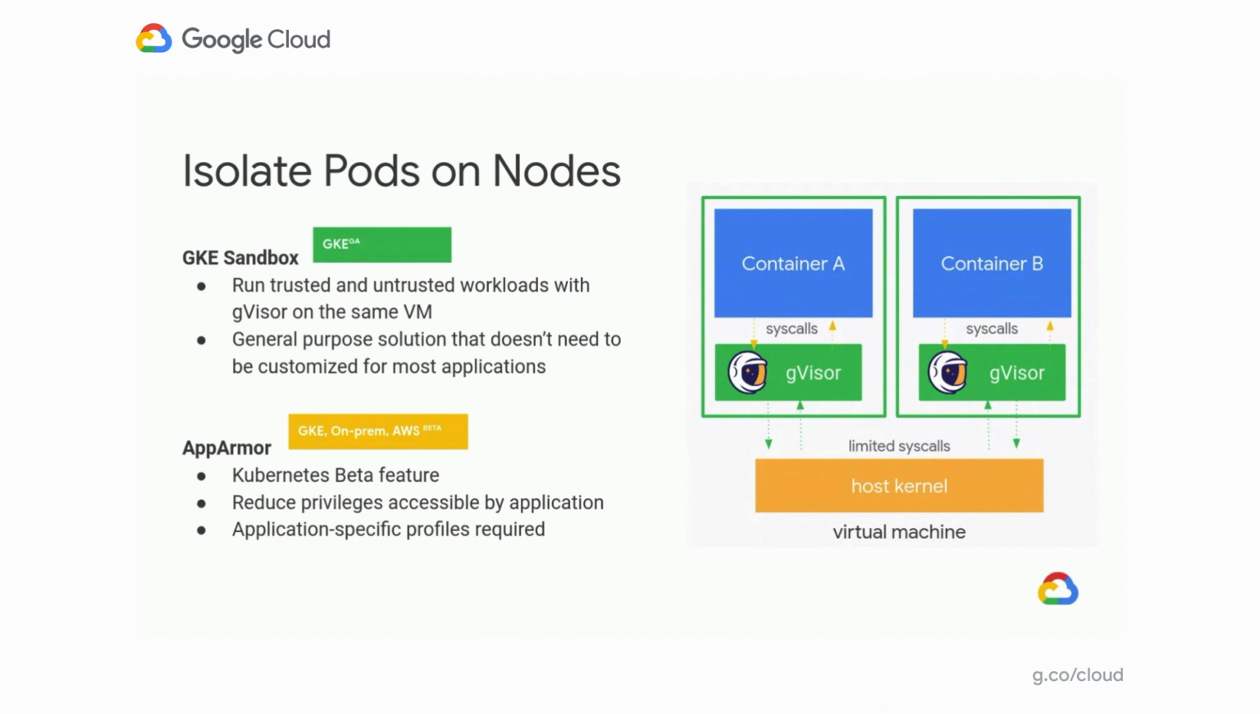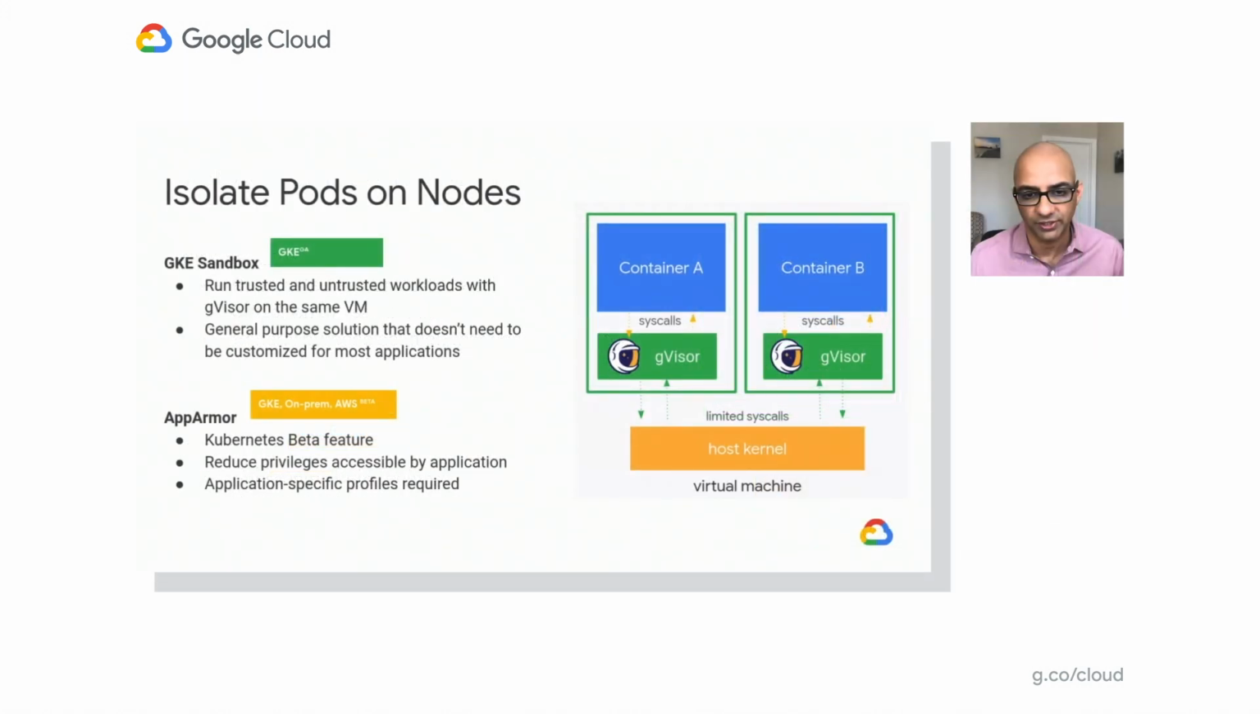Depending on your security profile and what your application is, you might want a second layer of isolation between your container workloads on a shared host. Anthos provides two solutions for isolating pods on a shared node. The first one is GKE Sandbox, which is available on GCP, and the second is AppArmor, which is now in beta but is available on all environments.